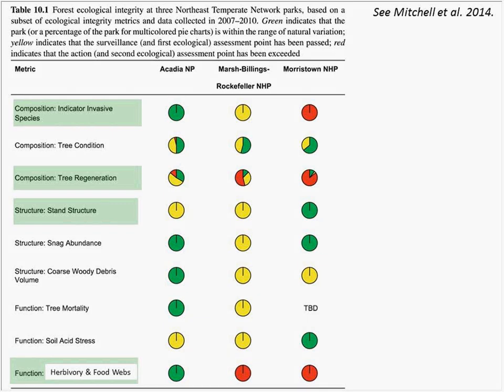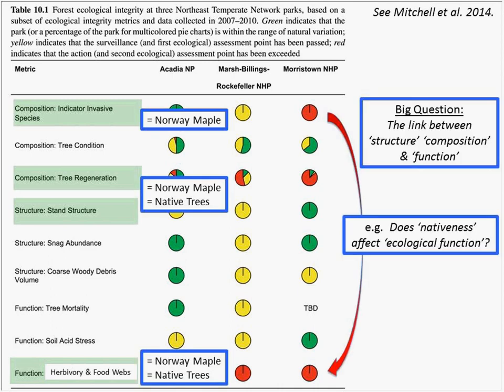You see on the left, ecological integrity has composition, structure, and function. They rate these parks with the color coding system, and what I'll talk about today, next slide here, is the first one, indicator invasive species. This is where maple would fall in. And composition in terms of regeneration and stand structure. Again, you can examine maple this way, and certainly all the native trees.